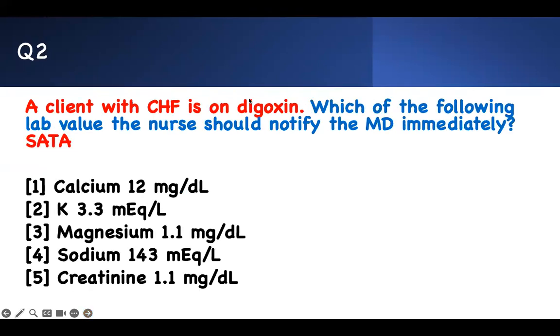Next question. Same strategy. Which of the following lab values should the nurse notify the MD, medical doctor, about immediately? A client with congestive heart failure is on digoxin. Which of the following lab values should the nurse notify the MD about immediately? I already gave you the answer on the first question. You're just building up on it.